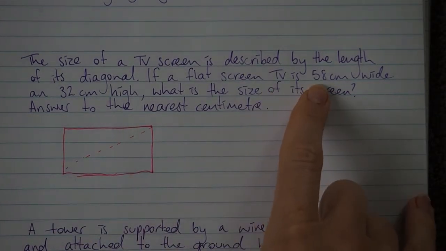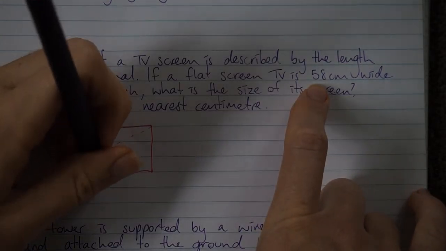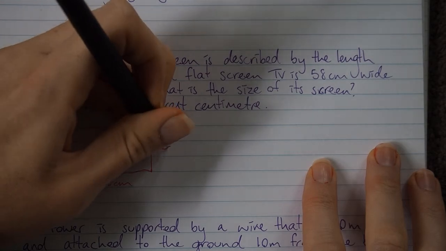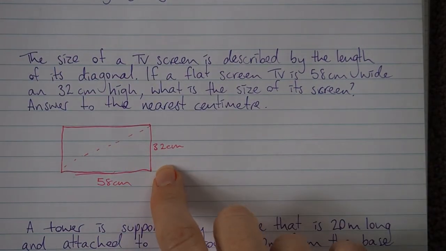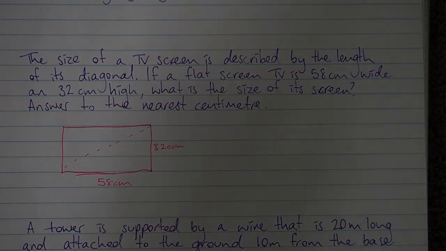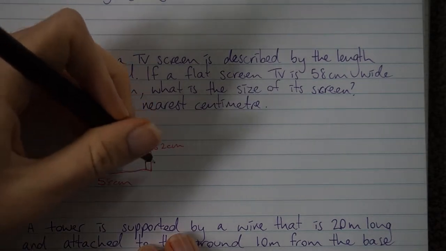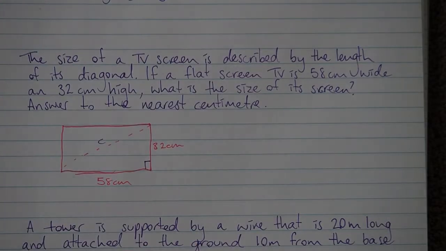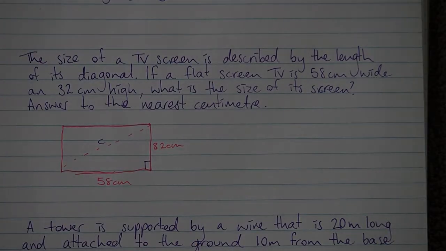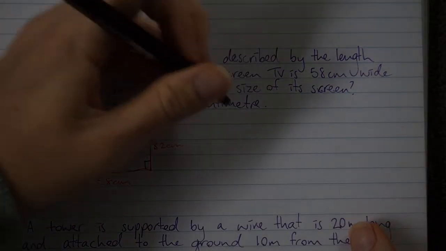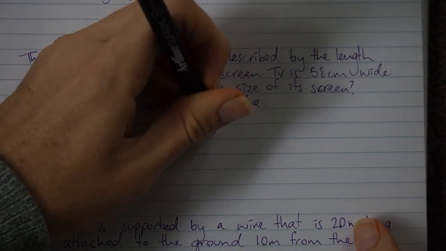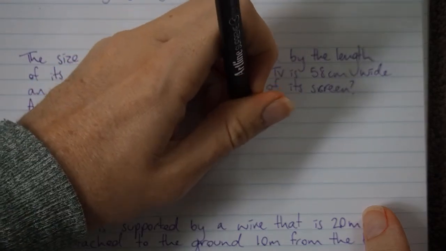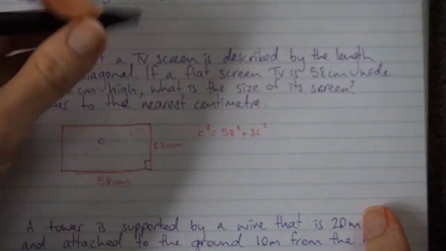I'm told my TV is 58 centimeters wide and 32 centimeters high. Okay, I now have a right angled triangle, don't I? My two lengths of the TV plus my diagonal. Of course, my diagonal is my hypotenuse. That's what I want to find. Let's see what it is. So I've got c squared is equal to 58 squared plus 32 squared.